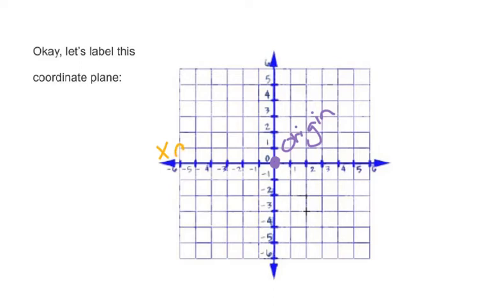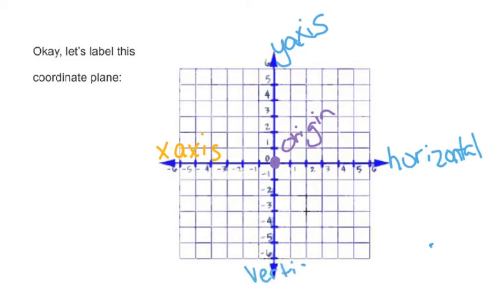This axis here is called the x-axis. The one going up and down is called the y-axis. These two number lines: the x-axis is horizontal, and this is the vertical axis going up and down. Those two number lines divide the coordinate plane into 4 sections.